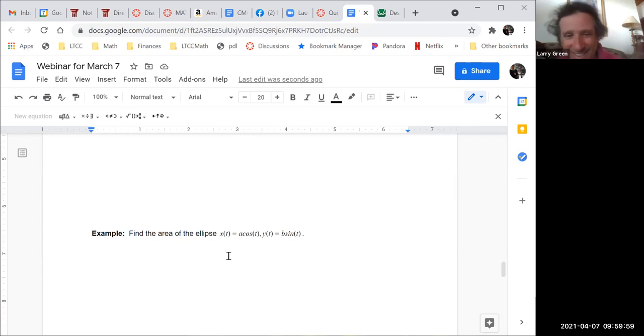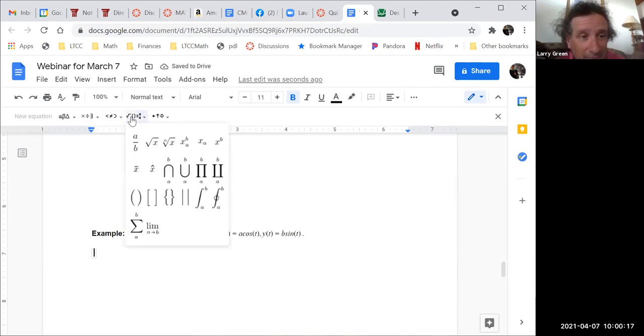That happens sometimes too. But the good news is, if you write it in parametric form, it's actually not too bad. So let's find the area of the ellipse. Well, it's pretty easy to do. All we do is we integrate.